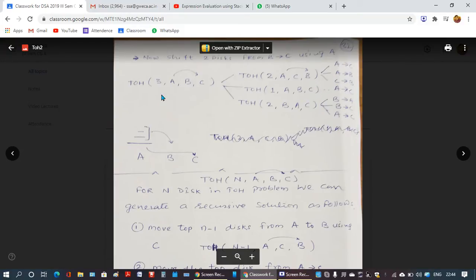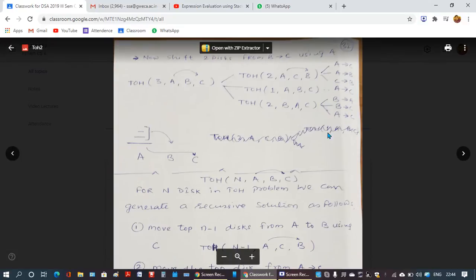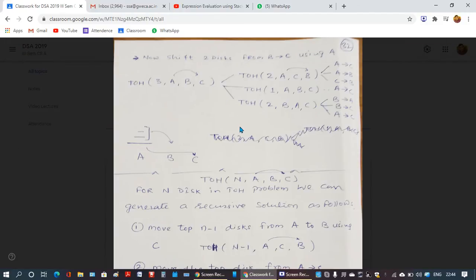So this is the solution for this three disk problem: A to C, A to B, then C to B, then A to C, then B to A, then B to C, and then A to C. So in this manner, you can solve the three disk problem.